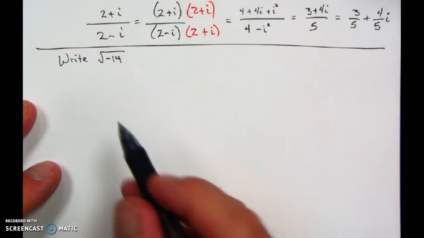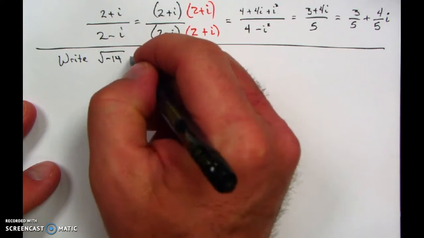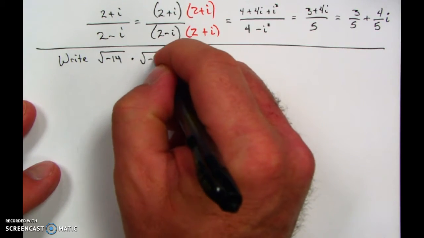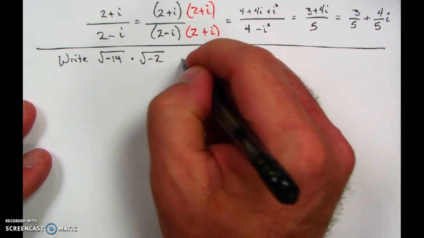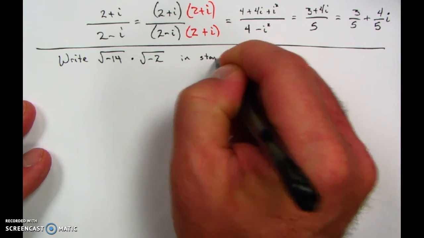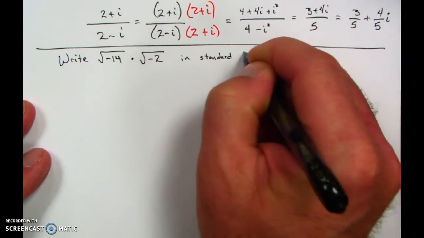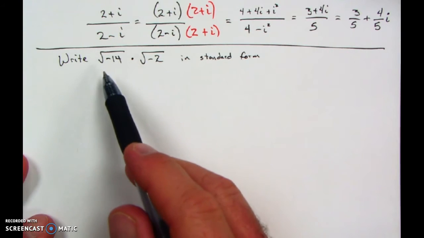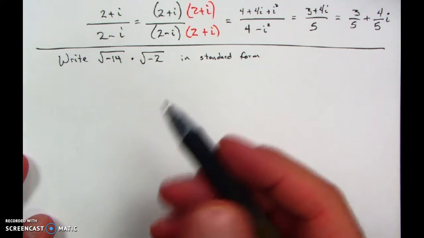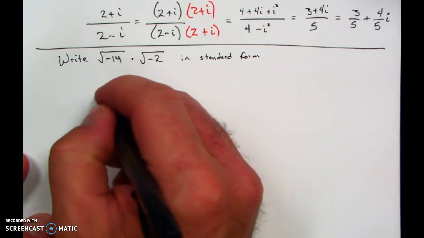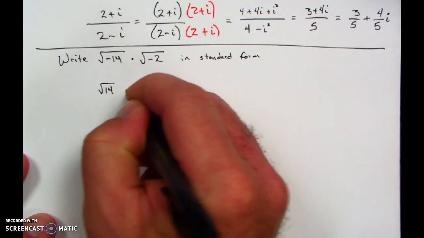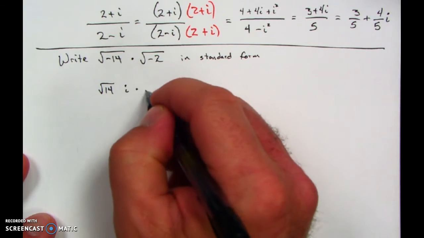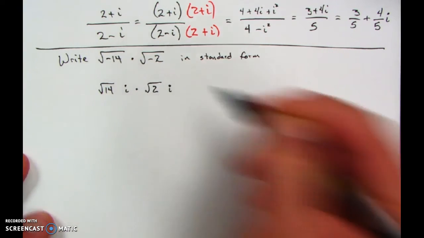And if I have the square root of negative 14, and we're multiplying that by the square root of negative 2, and we're going to write this in standard form. Okay, first of all, we already said that the square root of a negative 1 is our i value. So I can rewrite this as the square root of 14 i. And then rewriting this, that's the square root of 2 i.